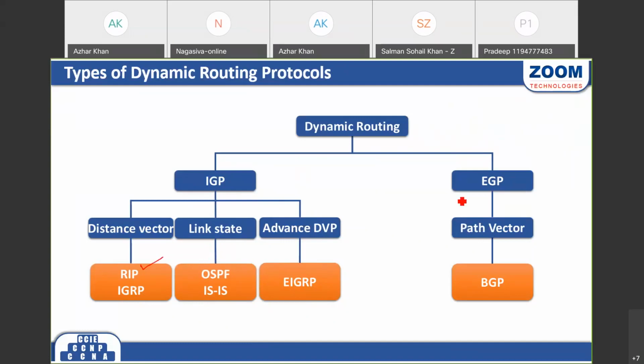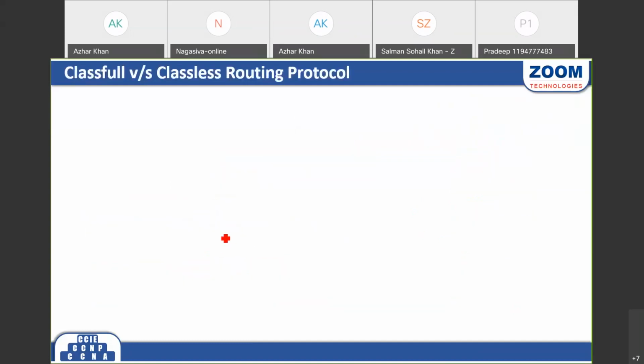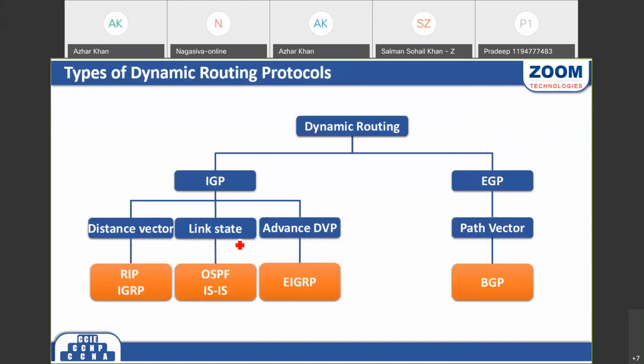Next, to establish communication between one ISP and another ISP, to enable communication between two or more different ISPs, we are using BGP, Border Gateway Protocol. This is especially for the internet. So we'll start first with RIP. Before starting RIP, we'll discuss classless and classful routing protocol.